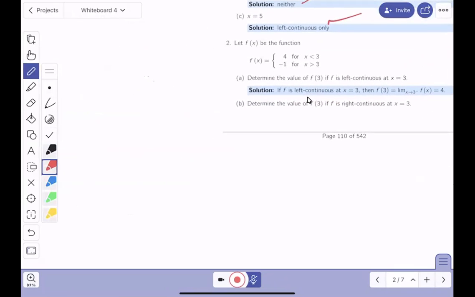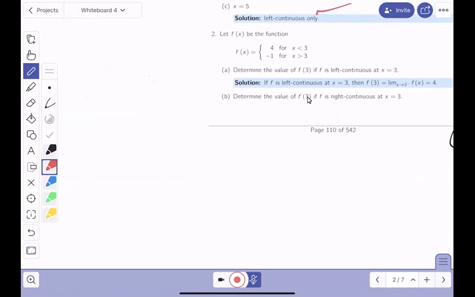And what's number 2? It says let the function be this over here. They say determine the value of f of 3. Well, that should be relatively simple to do. So this is number 2 and letter A. And what's f of 3? Well, looking at it, oh, I can't do f of 3 because it's not in the function. But what they go to say, how could you do it so f of 3 is left continuous at this?